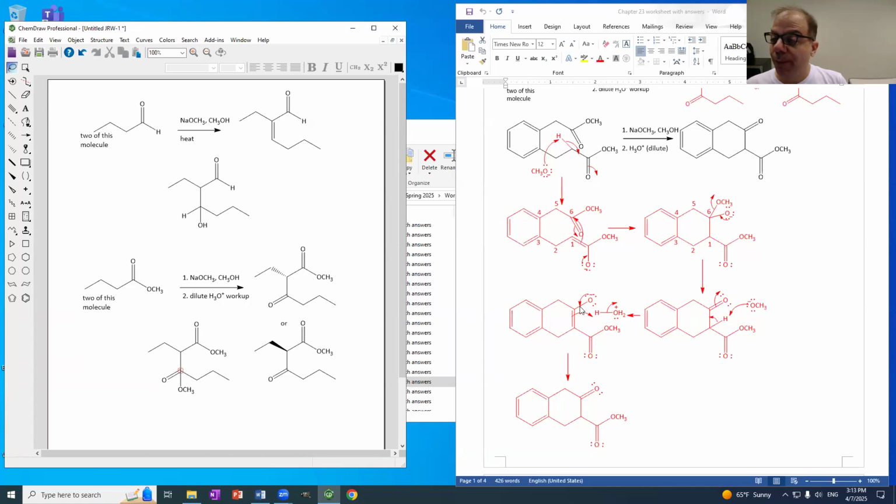We reform the carbon-oxygen pi bond. The electrons in the carbon-carbon pi bond then remain attached at this alpha carbon that's alpha to the ester carbonyl. We form a new bond between that carbon and the hydrogen of the hydronium ion, break the OH bond and release the water molecule, and then we get our product that way. So that would be the correct mechanism of this intramolecular Claisen condensation reaction.